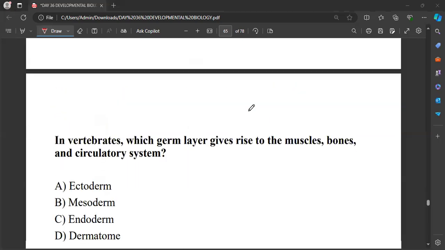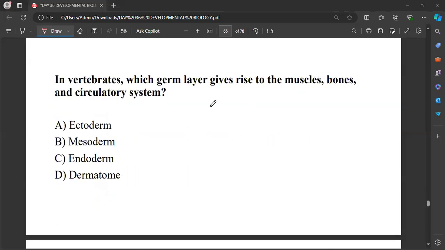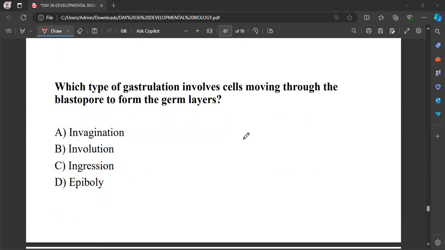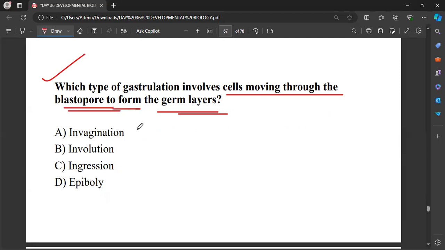That will be organogenesis, no doubt in that. And which layer gives rise to muscles, bones, and circulatory system? That will be, no doubt, the mesoderm. Okay. Which type of gastrulation involves cells moving through the blastopore to form germ layers? And which process?